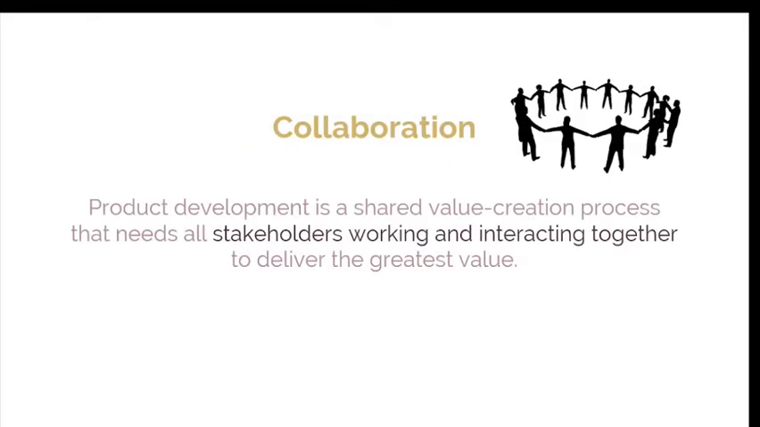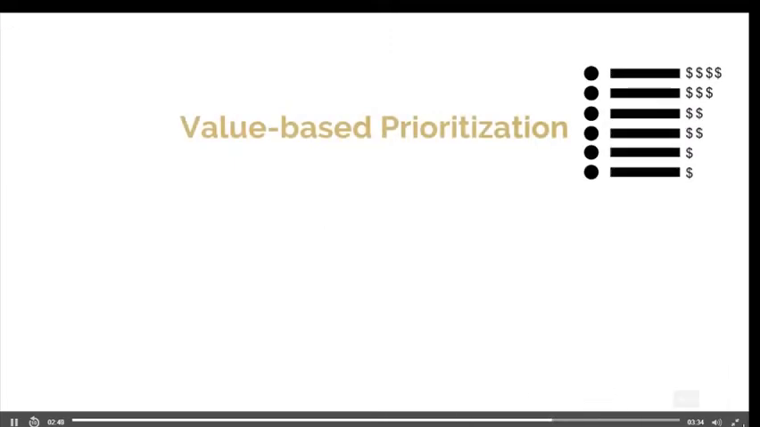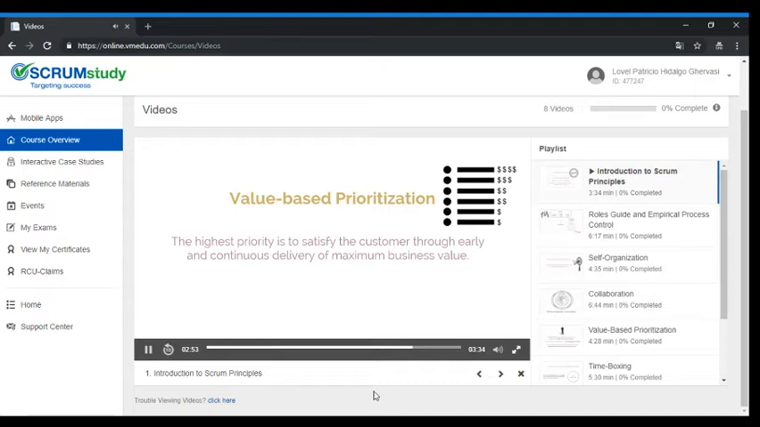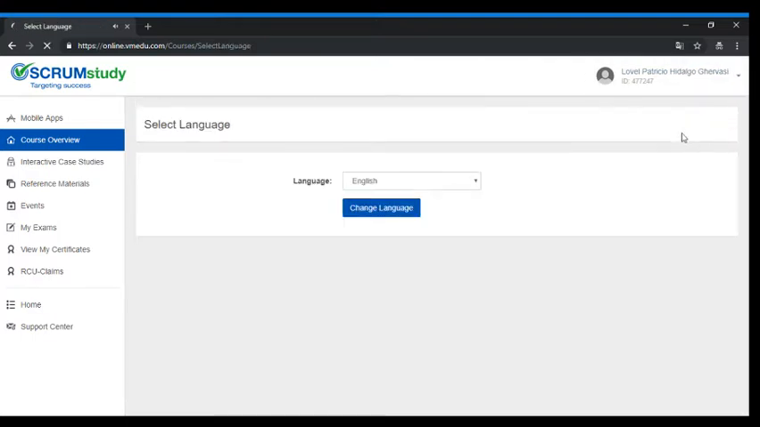Collaboration, in which product development is a shared value creation process that needs all stakeholders working and interacting together to deliver the greatest value. Value-based prioritization, in which the highest priority is to satisfy the customer through early and continuous delivery of maximum business value. Time box.